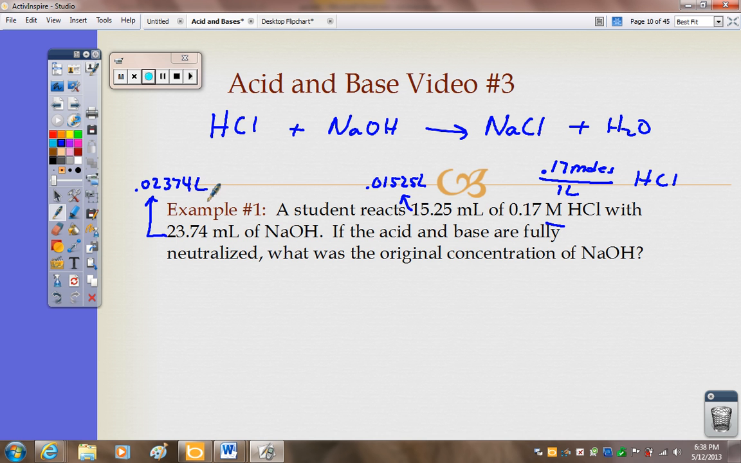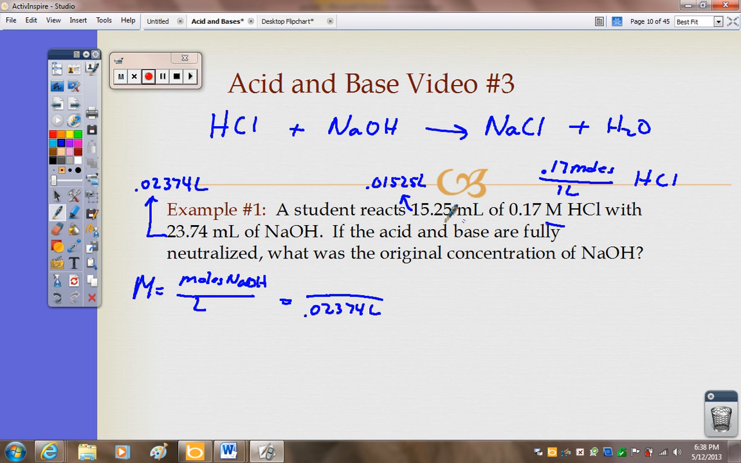We're now ready to get started. We want to find the concentration of NaOH. We're going to do this in molarity. Molarity means that we want the moles of NaOH divided by the liters. We already have the liters here, so I'm going to go ahead and plug that in. What we don't have is the number of moles of NaOH. I'm going to find that by stoichiometry.